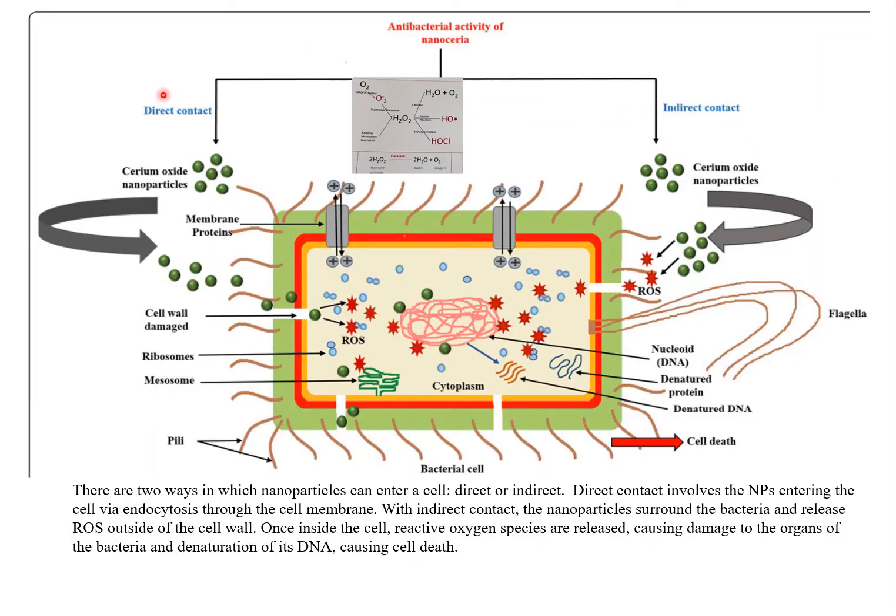So here's the first schematic of the antibacterial activity. There are two different types of contact in which the nanoceria can enter the cell. Firstly, direct contact has the cerium oxide nanoparticles enter the cell via endocytosis, where once inside the cell, they react with the ribosomes, the mesosomes, and the nucleus to cause the DNA to be denatured and causing cell death. This is a bacterial cell, so this is a good thing.